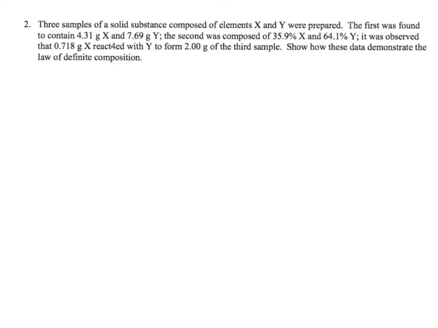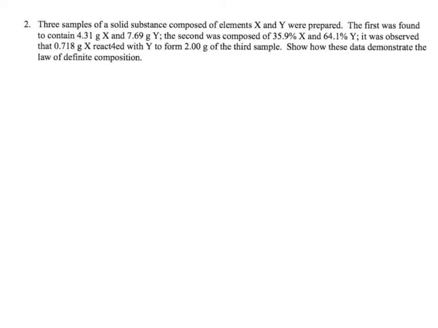percents. If you look up here, there's percents, and we're just going to change them to grams. So if we had 100 grams of substance, we'd have 35.9 grams of X over 64.1 grams of Y. And now in the last one, they give us grams of X right there. It's 0.718 grams of X. But what they don't give us is grams of Y.